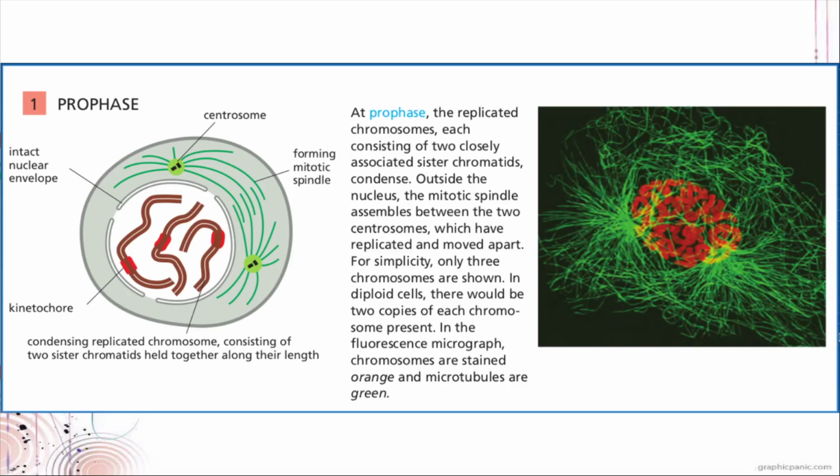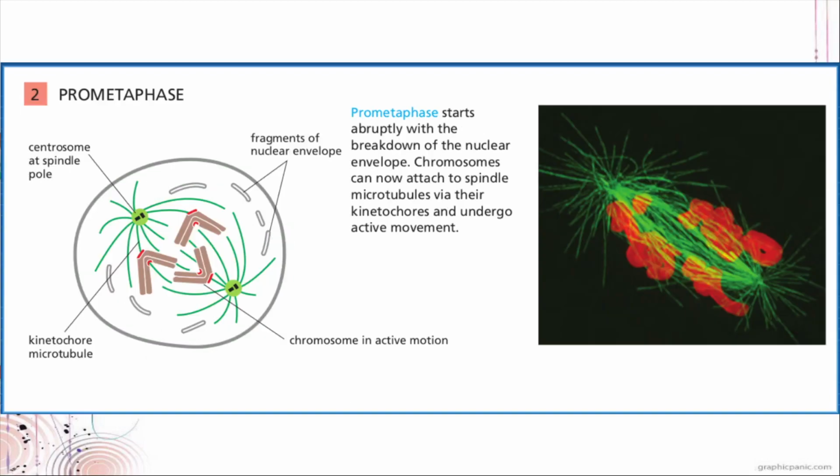So at prophase, the replicated chromosomes, each consisting of two closely associated sister chromatids, condense. Outside the nucleus, the mitotic spindle assembles between the two centrosomes, which have replicated and moved apart. For simplicity, only 3 chromosomes are shown here. In diploid cells, there would be 2 copies of each chromosome present. In this fluorescence micrograph on the right, chromosomes are stained orange and the microtubules are in green. The microtubules are the ones guiding the chromosomes on how to move.